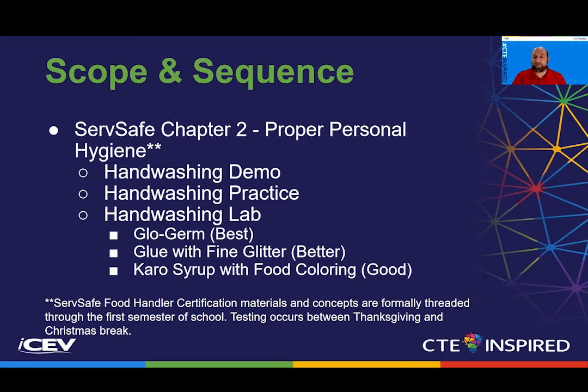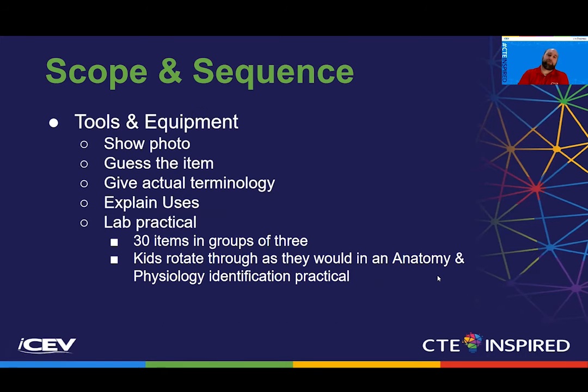It is pretty budget friendly, but if you cannot afford GlowGerm, or maybe your district won't buy that because maybe they're not a vendor or whatever reason, you can use glue with fine glitter. Because we know that if you can get glitter off of yourself, then that is a feat that is one to be practiced. And then also Karo syrup with food coloring is another one. It's inexpensive to be able to do that as well. So that's kind of a best, better, good scenario for you for hand washing.